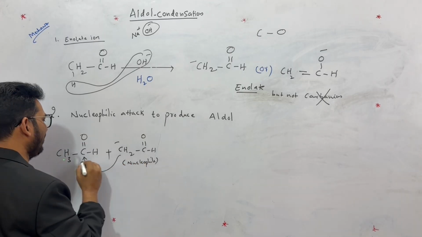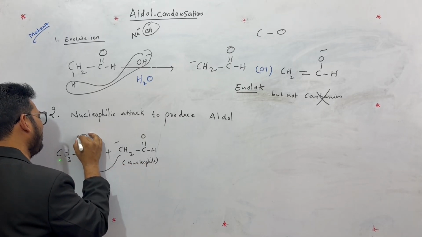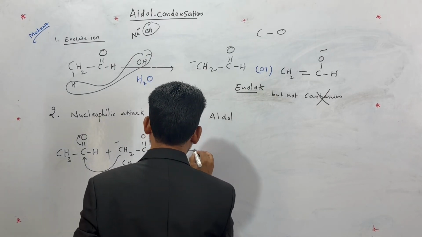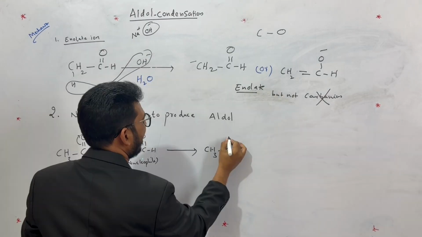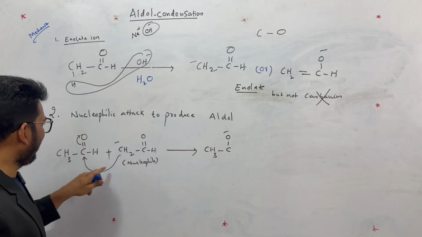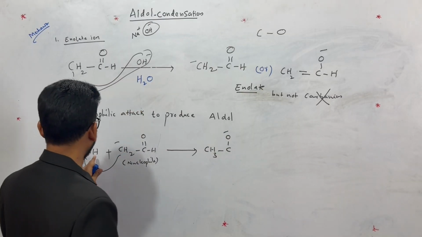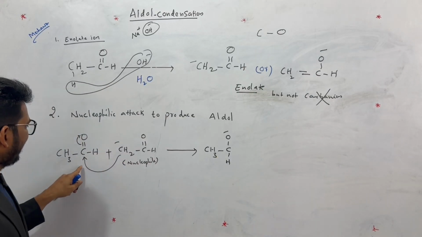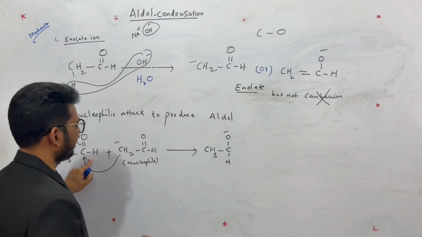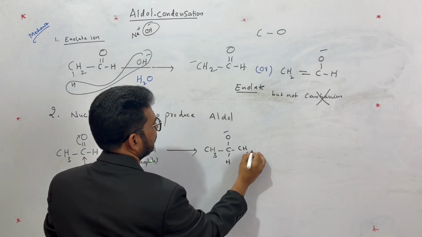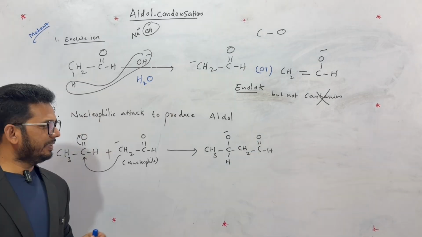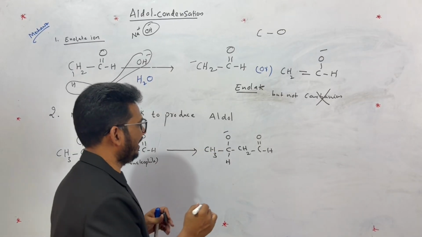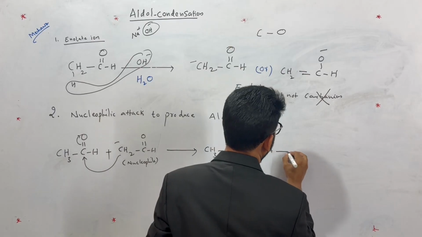Then what happens when it attacks here, this bond will move here. Now see what is produced: CH3, then C, and I am writing O minus here. Why? Because it attacks here. This hydrogen I will write here, because this becomes here. Then next CH2, then CHO. This is the anion actually, but will it remain like that only? No. Then what happens? It takes the H plus ion.